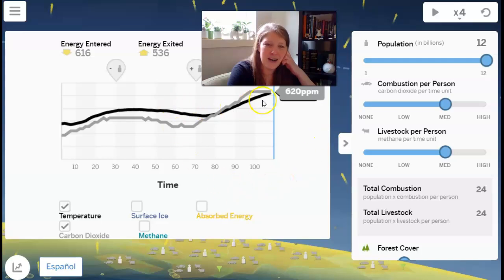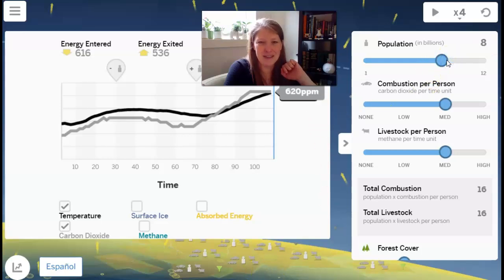So the more people there are on our planet, the more carbon dioxide. But it should also be noted that it's more people doing these human activities. I don't think we should get rid of all the people on our planet. Like we have 7 billion right now. And I'm not saying that we should get rid of 6 billion people. I don't think that's true at all.